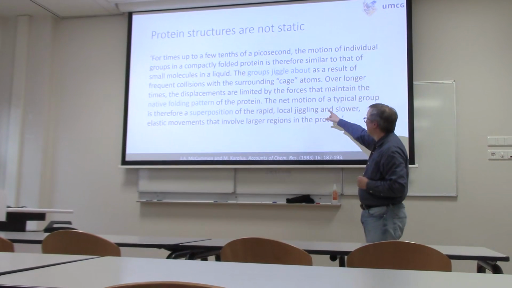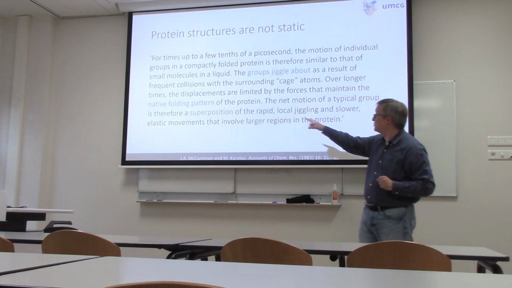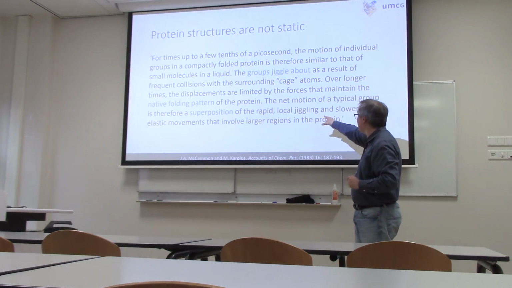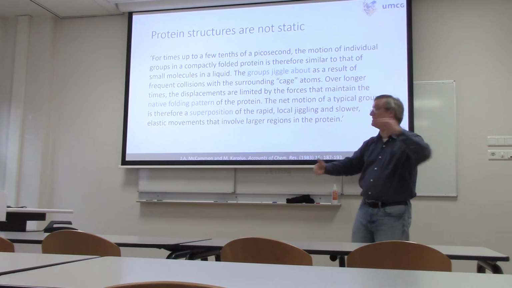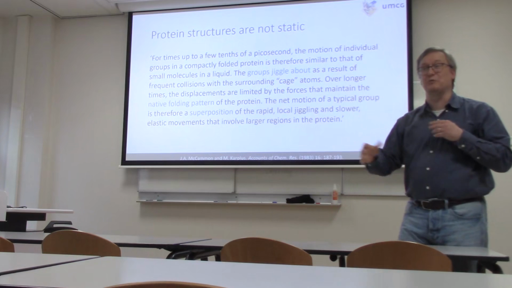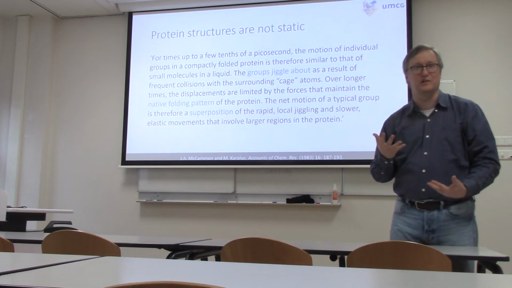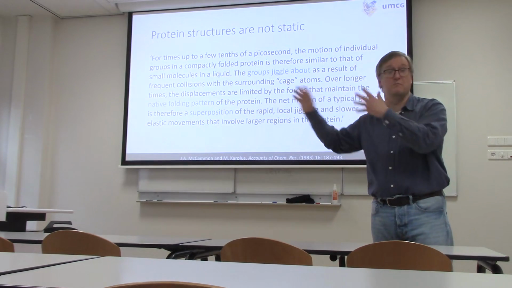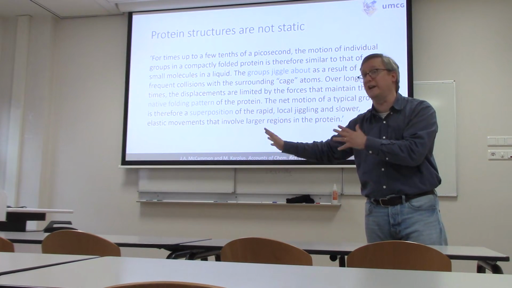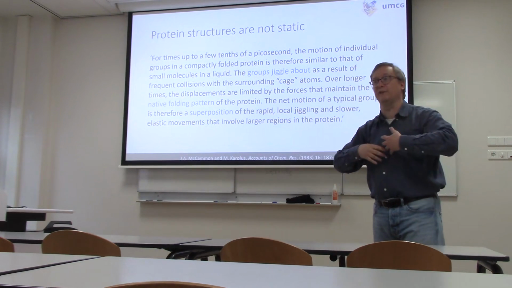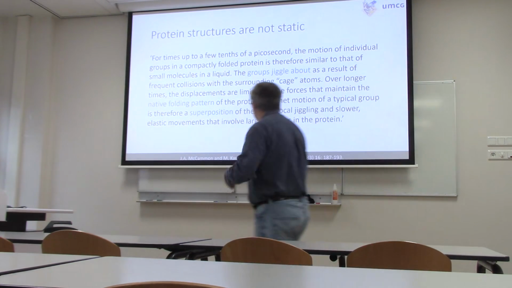The net motion of a typical group is therefore a superposition, it's an additive effect, of the rapid local jiggling and the slower elastic movements that involve larger regions in the proteins. So we have a dynamism to these proteins. We have some amount of jiggle that may or may not play a physiological role in how it functions, but we also have larger motions that reflect the activity of this protein.